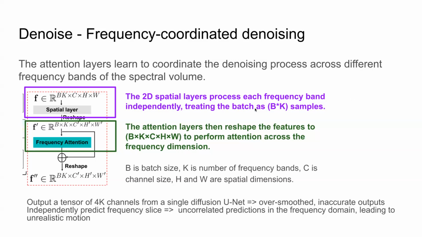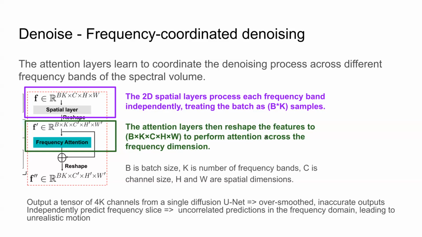Yeah, so that's why the frequencies are independent of each other from this perspective. And then it's frozen. After that, for the attention layer, you can notice there is a reshape. This time, the B and the K are separated, and then they perform the attention across the frequency dimension.